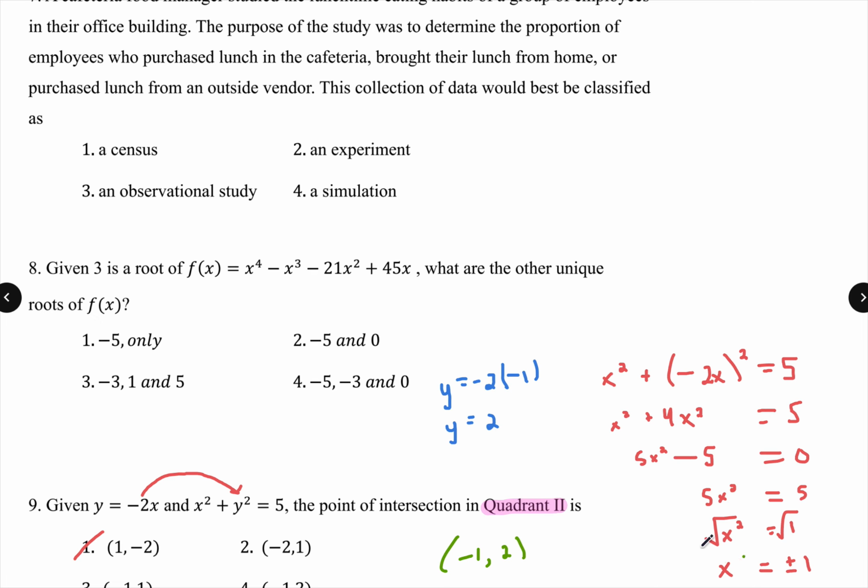If I'd done the same for the other one, let's say this was a short answer and you had to find both answers, the other one would be x equals +1. I put that +1 in, and I'm getting (1, -2) as my other answer. Which one's in quadrant 2? It's being cut off, but it would be answer choice number 4.